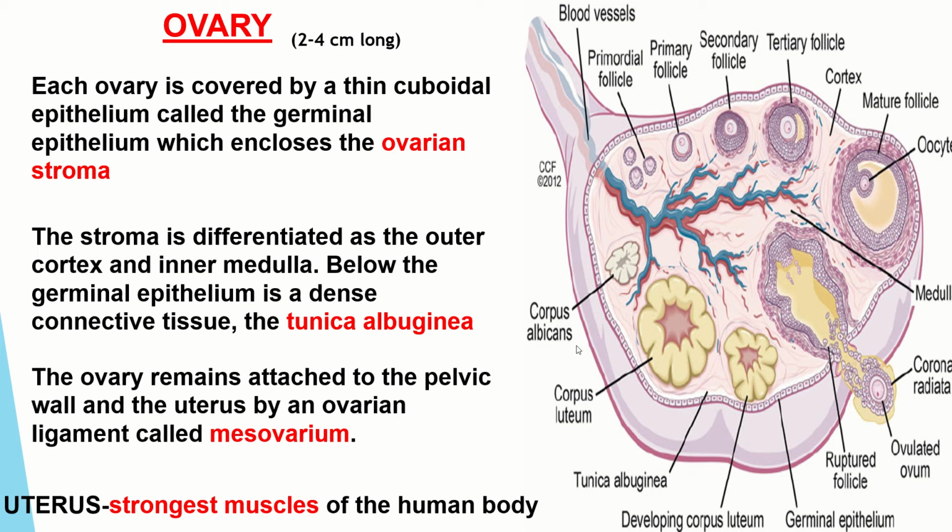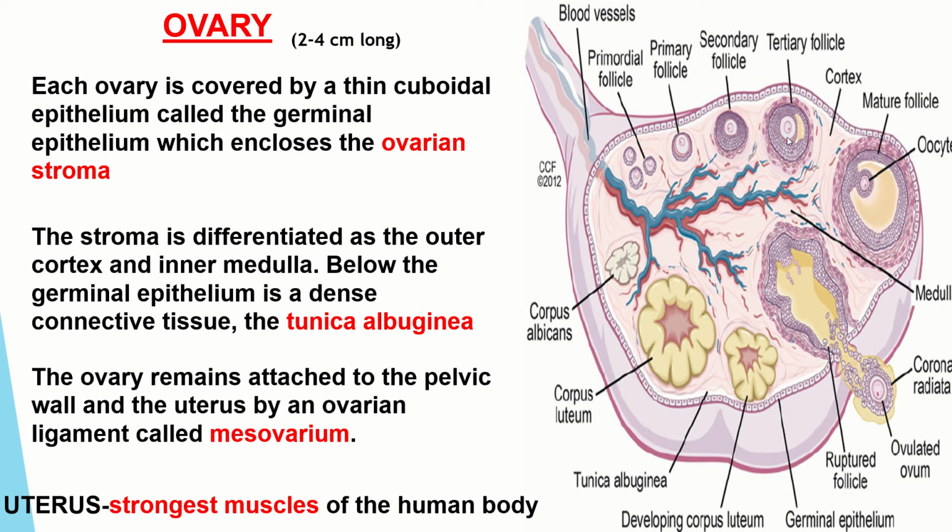So they are enclosed to form this structure, which is called the ovarian stroma. This entire ovarian stroma is divided into two parts, internal and peripheral. The peripheral area is called the cortex, and this inner area is called the medulla.